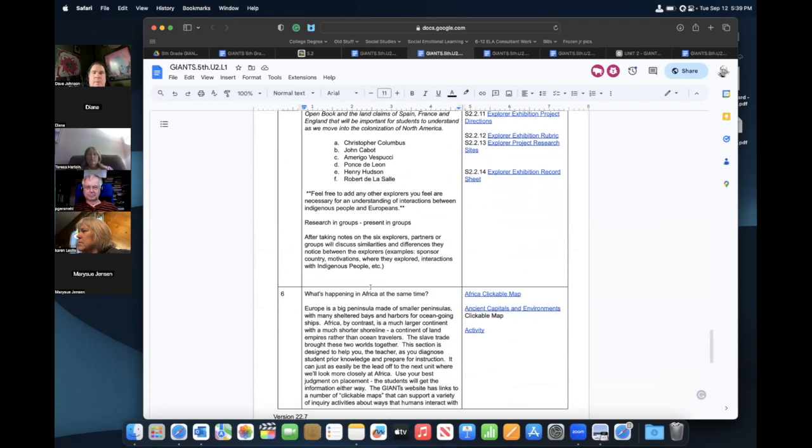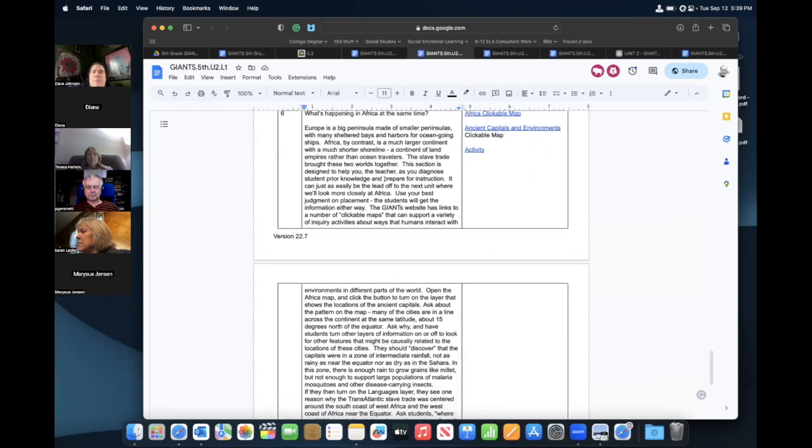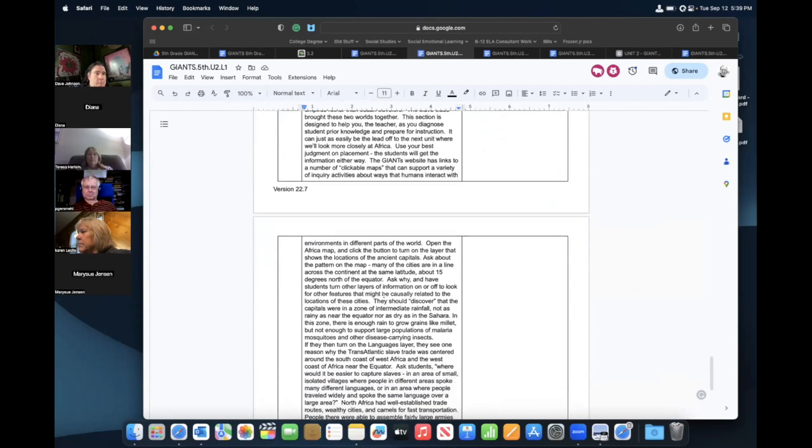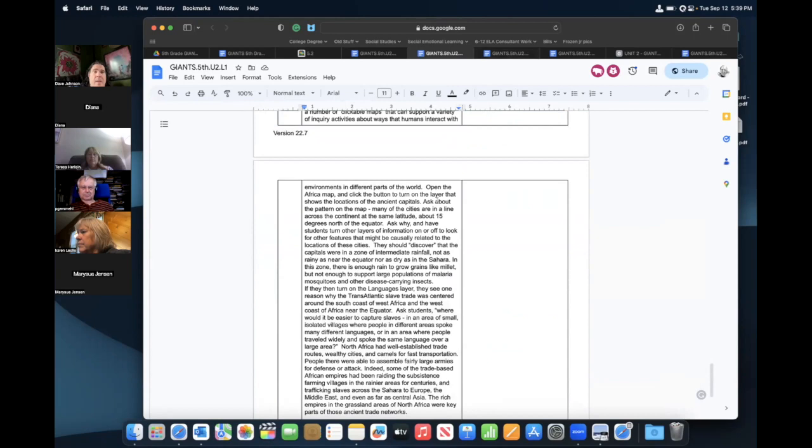And then we move a little bit further into the explorers. We do bring some Africa in here because you can't talk about the three worlds meeting without talking about Africa, but just know we go into more depth with that in the next unit.